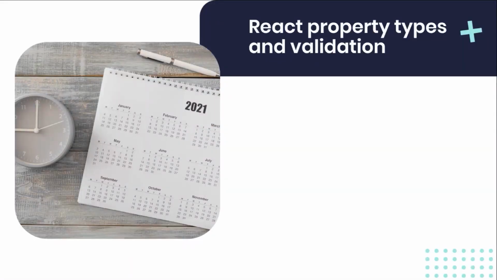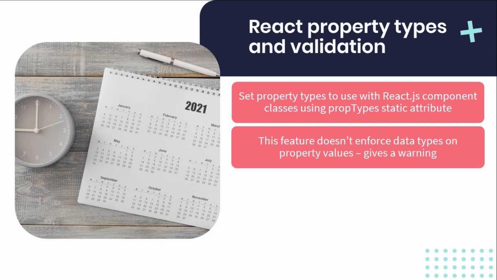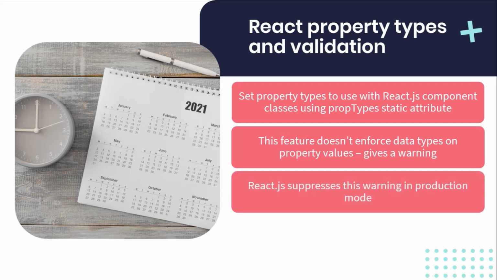Going back to the earlier example of the datePicker component, and the coworkers who weren't aware of the property types, well, we can set property types to use with React.js component classes, and we do so via the propTypes static attribute. This feature of property types doesn't enforce data types on property values, and instead it gives us a warning. That is, if we're in development mode and a type doesn't match, then we'll get a warning message in the console. In production, nothing will be done to prevent the wrong type from being used. In essence, React.js suppresses this warning in production mode.